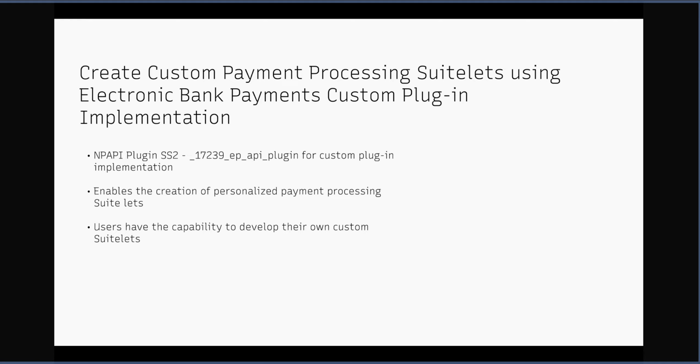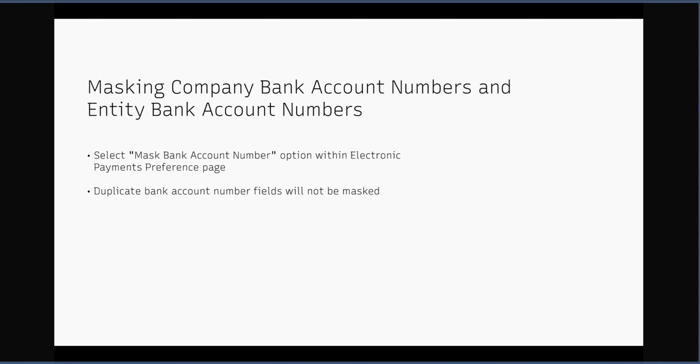Also, we now have the ability to conceal both the company's and entities' bank account numbers. To activate this feature, we simply have to select the mask bank account number option within the electronic payments preference page. It's important to note that duplicate bank account number fields will not be masked, and any modifications made to the company and entity bank account number fields will not result in masking the bank account numbers.